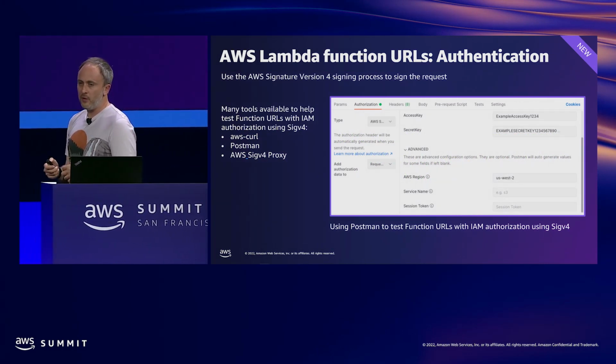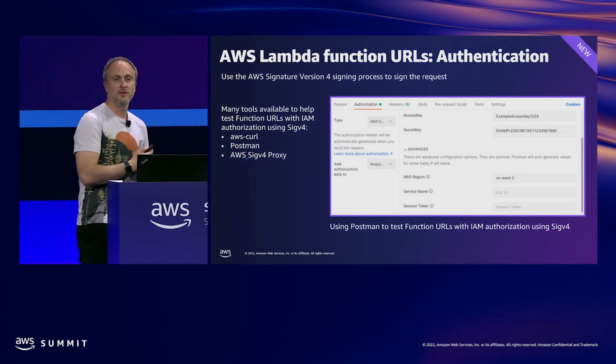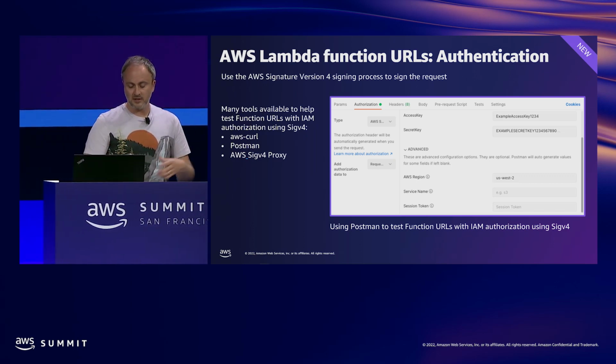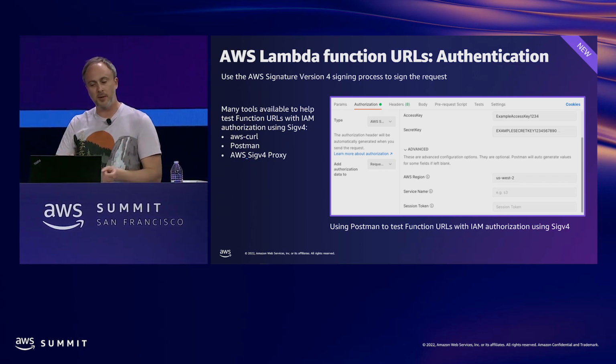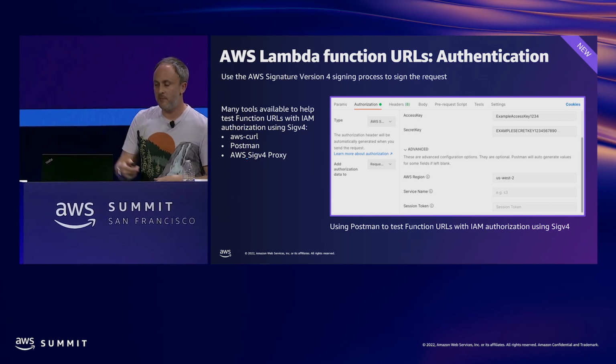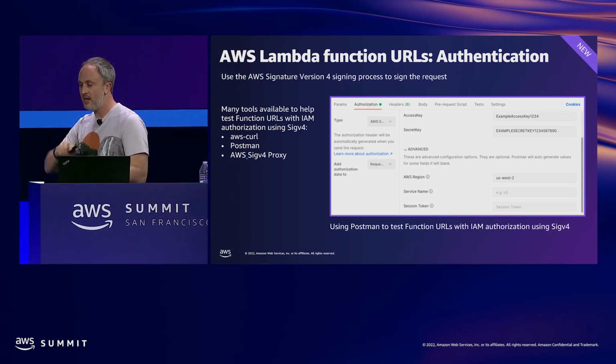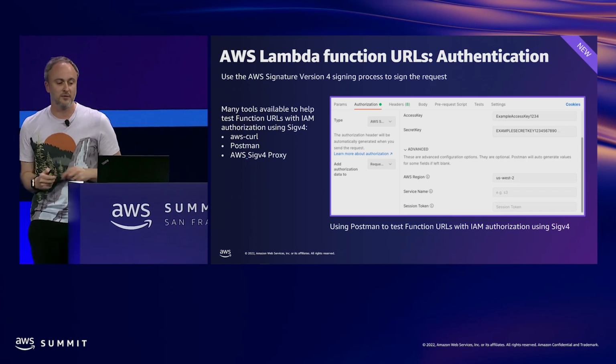Similarly here, if I wanted to test my function URLs using something like Postman, then Postman actually has an authorization type called AWS Signature. And here I just paste in my secret key and my secret key ID, and it generates a SigV4 signed request for me.